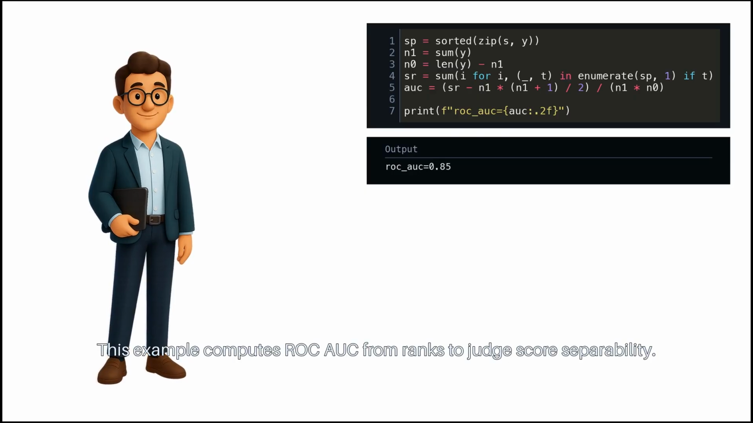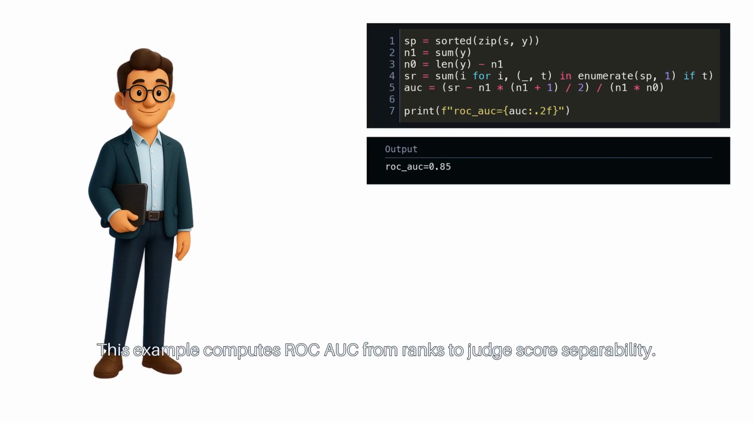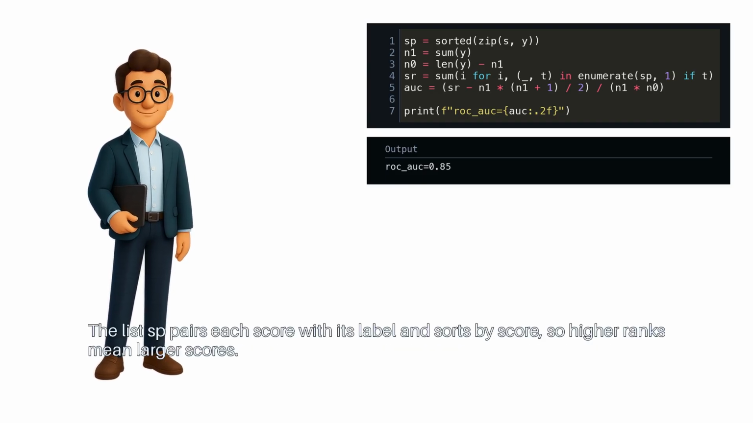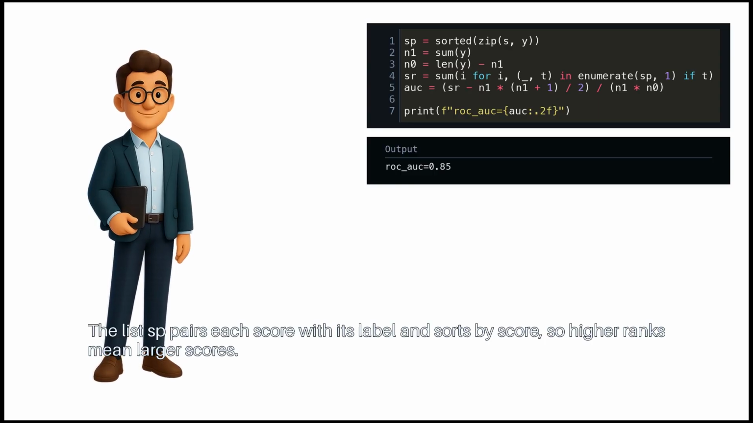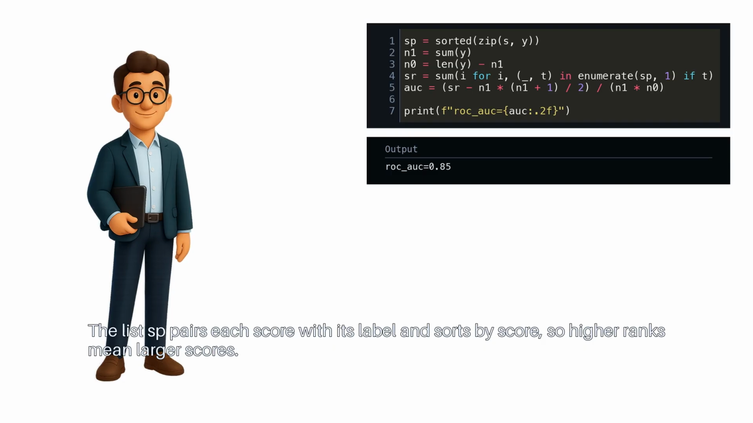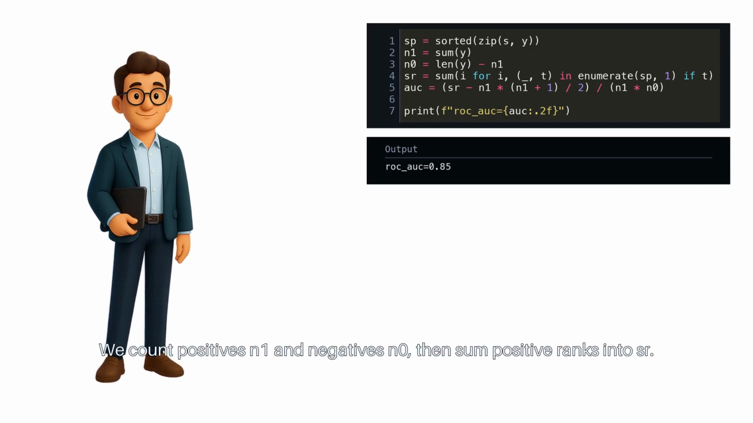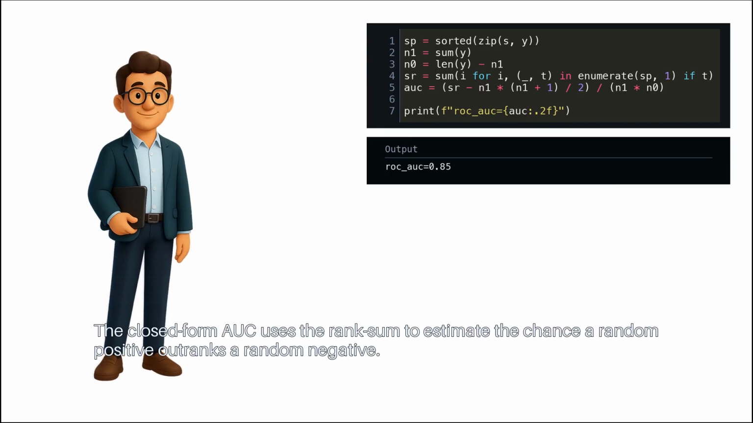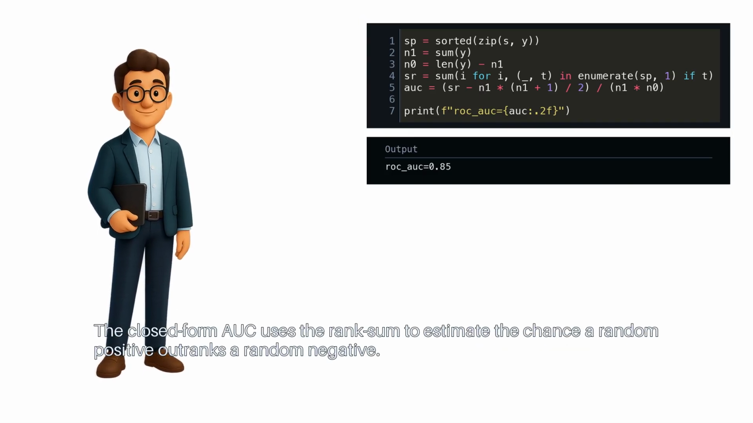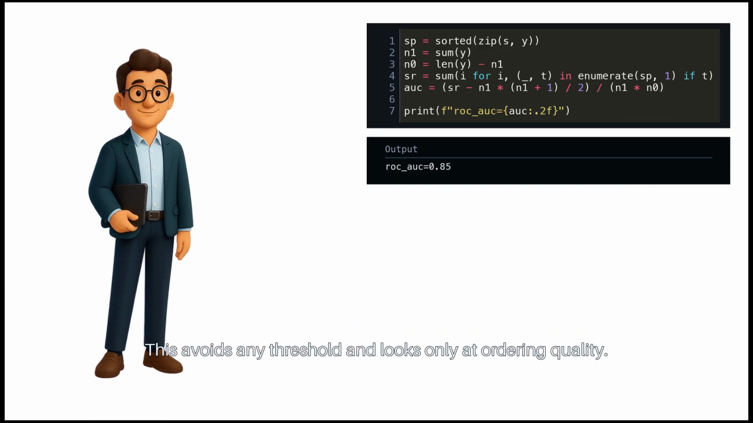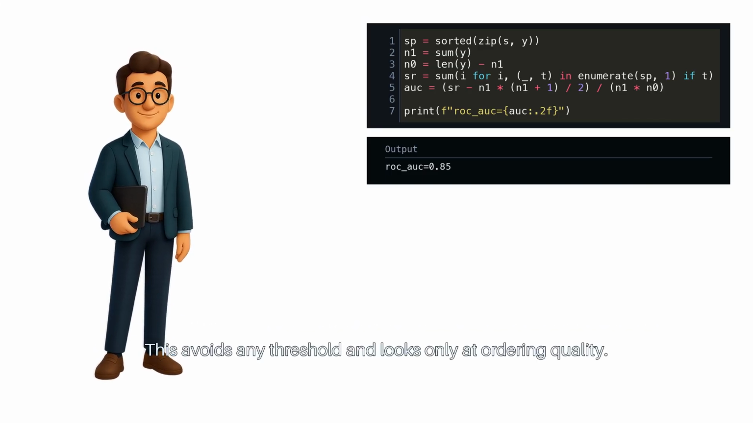This example computes ROC AUC from ranks to judge score separability. The list SP pairs each score with its label and sorts by score, so higher ranks mean larger scores. We count positives N1 and negatives N0, then sum positive ranks into SR. The closed form AUC uses the rank sum to estimate the chance a random positive outranks a random negative. This avoids any threshold and looks only at ordering quality.